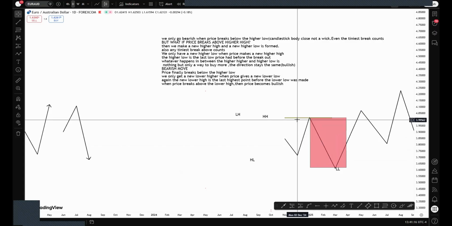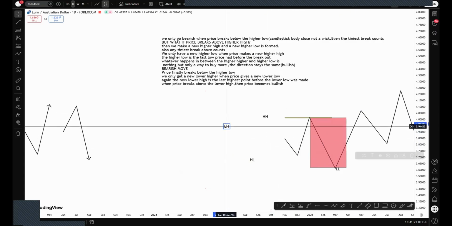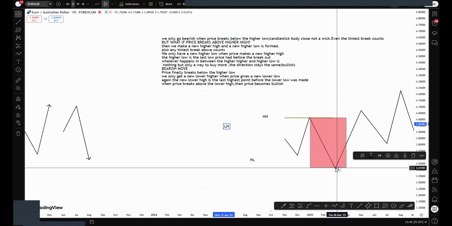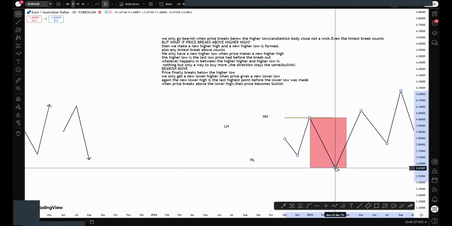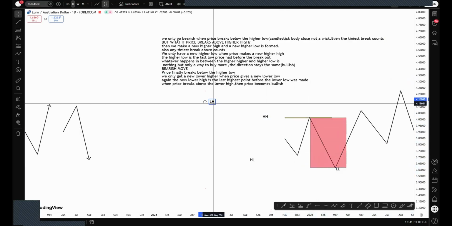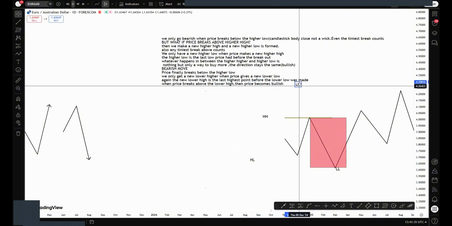momentum. So now where do we put our lower high? We said we only get a new lower high when price gets a new lower low. So this is our lower low, okay? So now we should also have a lower high. Then again, the lower high is the highest point before the lower low was made.